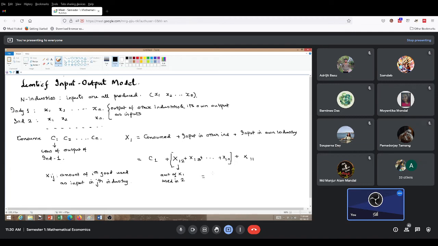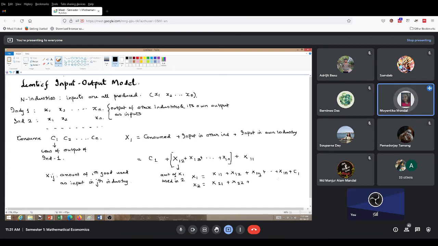So we can rewrite this as x11, x12, up to x1n, and then we have c1. C1 is the consumption by the consumers, right? What is x2? x21 plus x22, and I go up till x2n, I've got c2. So xn is equal to xn1 plus xn2 up to xnn plus cn.